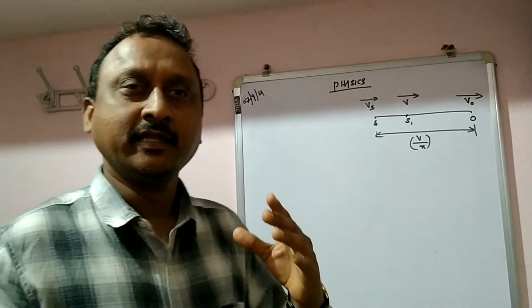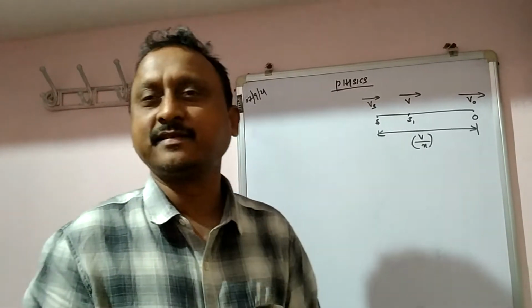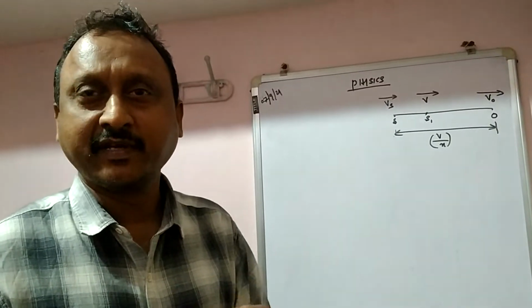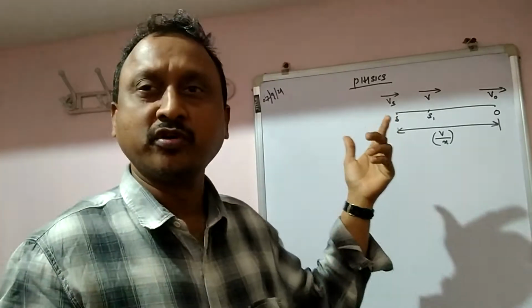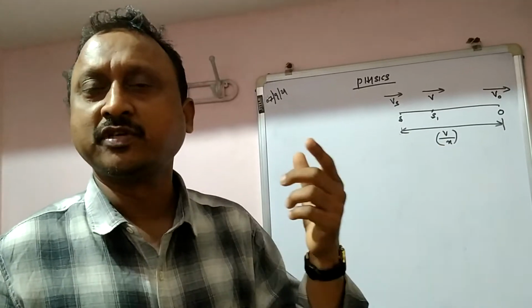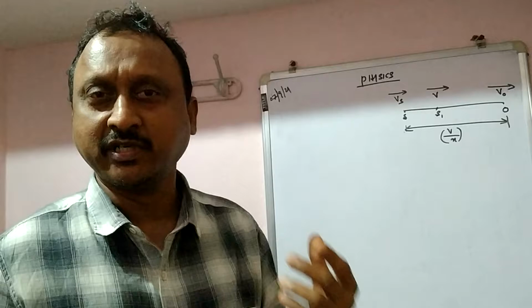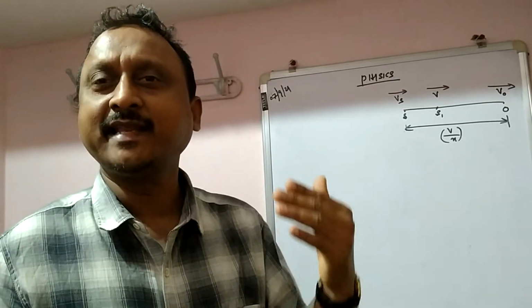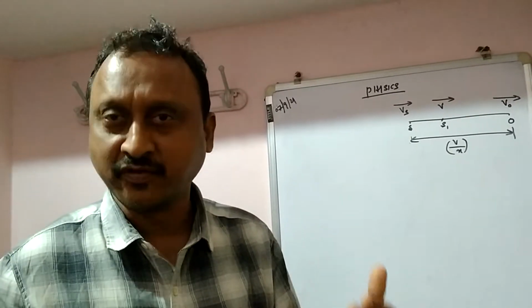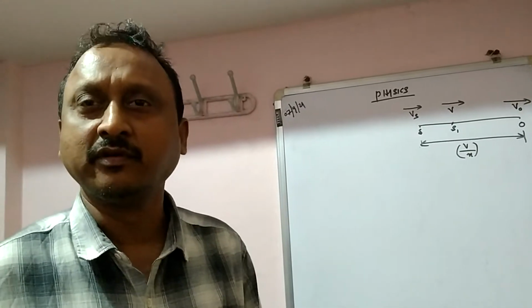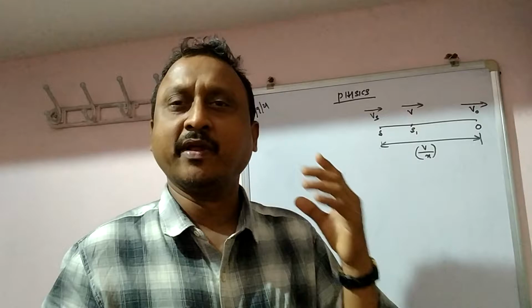This was first described by the scientist named Doppler. According to him, the Doppler effect can be defined as: when the source of sound and the observer are in relative motion, then there is an apparent change in the frequency of the source of sound. This apparent change in the frequency of the source of sound is called the Doppler effect.